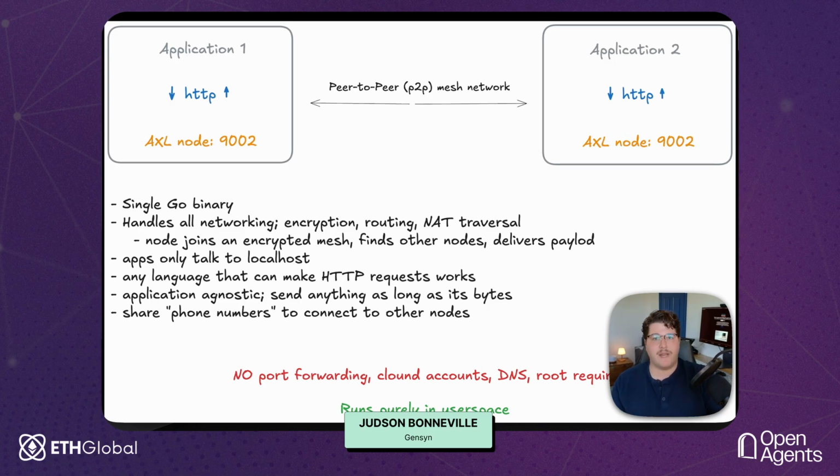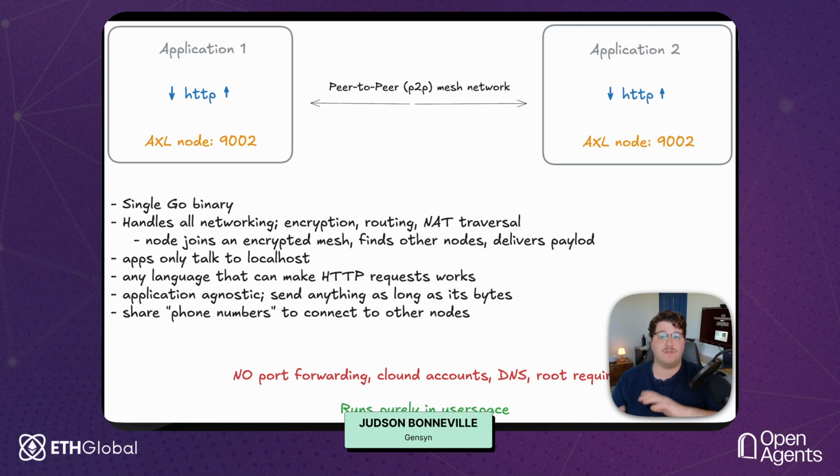The apps running on these nodes only talk to localhost. So they send HTTP requests to localhost entirely. The default port for that is 9002, but you can, of course, change this. And you can use any language that you want, as long as you can make an HTTP request, like JavaScript, Go, Python, etc. It's entirely application agnostic, so you can send pretty much anything as long as it's in bytes.